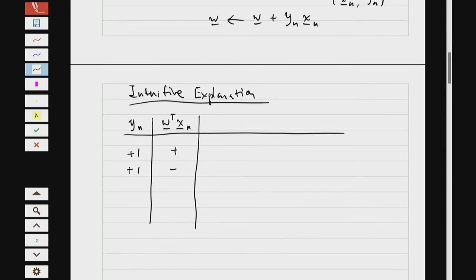valid possible cases. The label can be -1, and then this inner product is plus; label is -1, the inner product is minus. All possible cases. There's one more case, though, where this is 0. This corresponds to the scenario where the data point xn is right on the boundary.